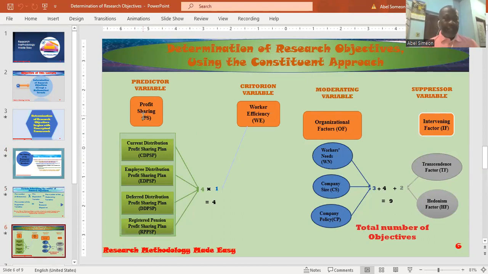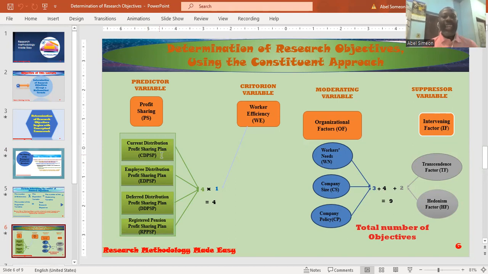Profit sharing is my independent variable. So how many dimensions do you have here? 4. I told you there are 7 ways of knowing the indicators, and one of the ways of getting the indicators is the types. This is the type of my independent variable, which is profit sharing. So we have current distribution profit sharing plan, employee distribution profit sharing plan, deferred distribution profit sharing plan, and registered pension profit sharing plan. These are types of profit sharing. So these are the indicators of the independent variable.